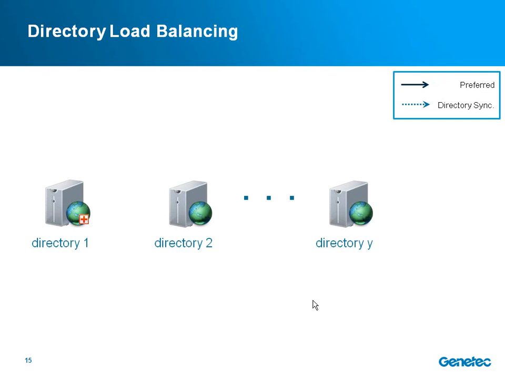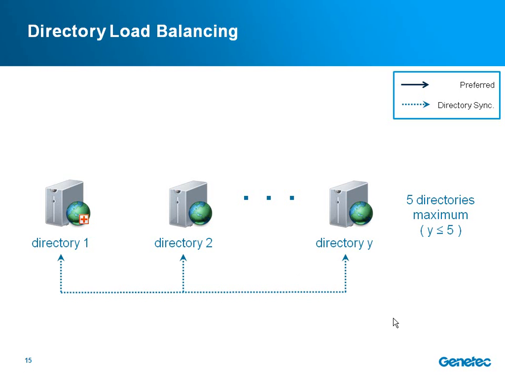Starting with the directory side of things, let's see how the load balancing is handled. We've got our directories here with our primary directory running the directory manager role. The number of directories you should have on the system can be 5 or less, which will be enough to handle things for most systems. All the directories can communicate with each other for synchronization and communication of other information that may be related to other roles.